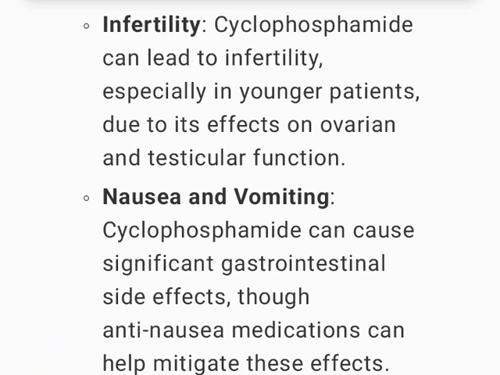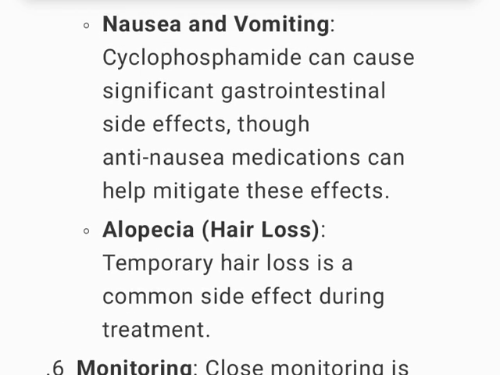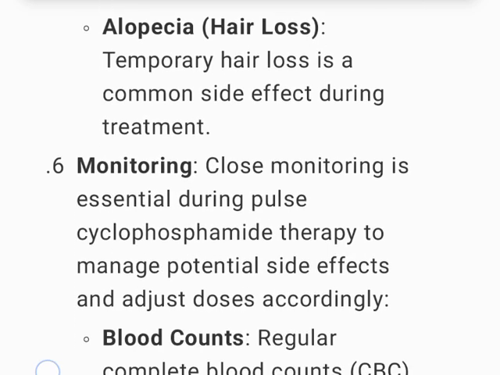Infertility. Cyclophosphamide can lead to infertility, especially in younger patients, due to its effects on ovarian and testicular function. Nausea and vomiting. Cyclophosphamide can cause significant gastrointestinal side effects, though anti-nausea medications can help mitigate these effects. Alopecia, hair loss. Temporary hair loss is a common side effect during treatment.